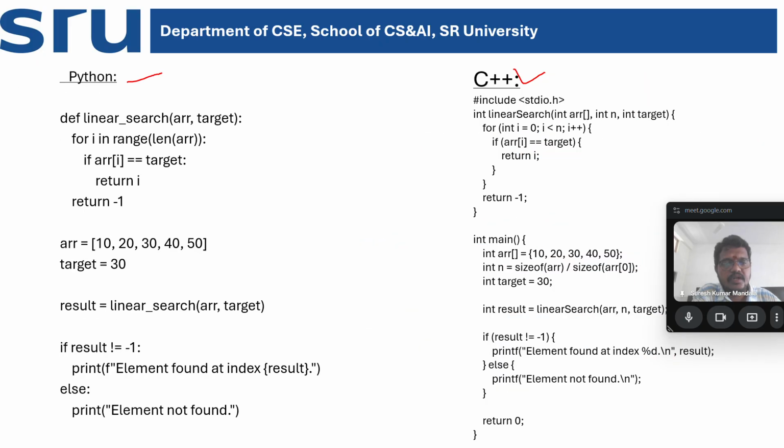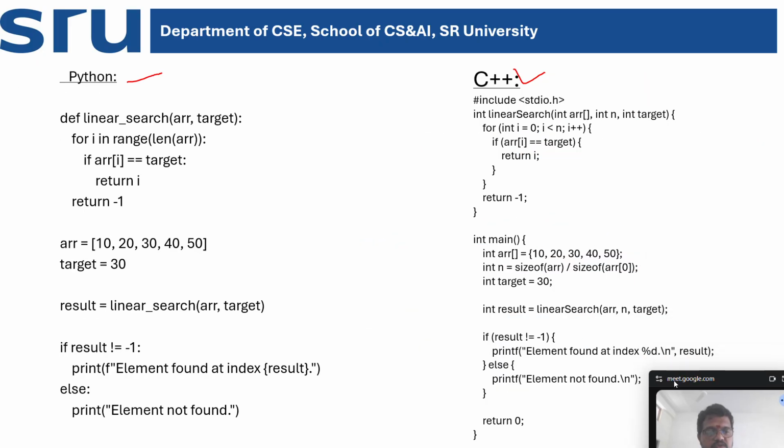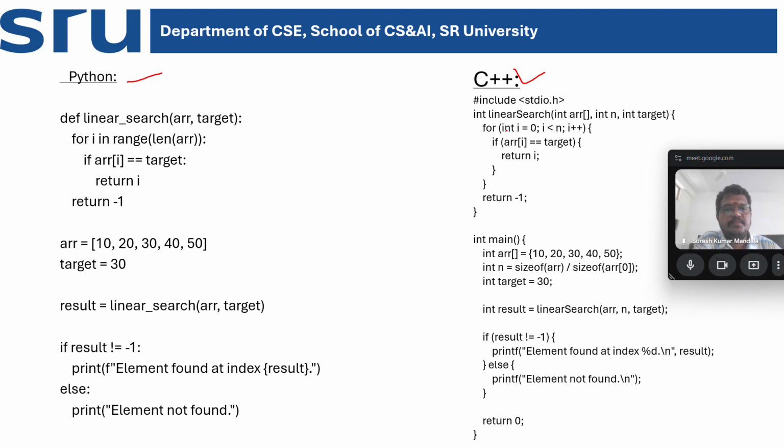The same code will work within C++ also. Here also the control will be stored within the main method only. The array declaration is similar to the C language only: ARR 10, 20, 30, 40, 50. Next, we declare the int n. This line is used to know how many elements are found in the particular array.